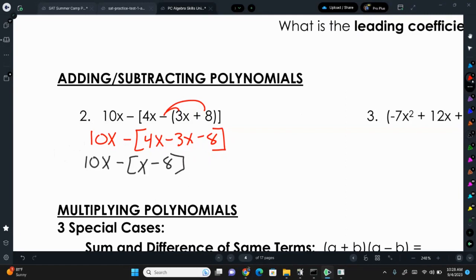So now we can take this subtraction sign, and you could distribute it if you want, or just do 10x minus x, which is 9x, and then we have nothing minus -8. Well, minus -8 is going to be plus 8. So we have 9x plus 8.